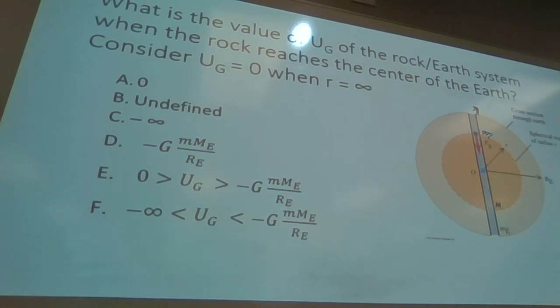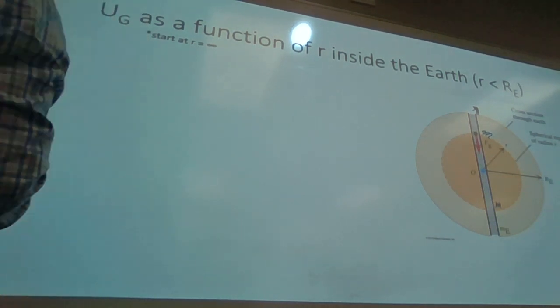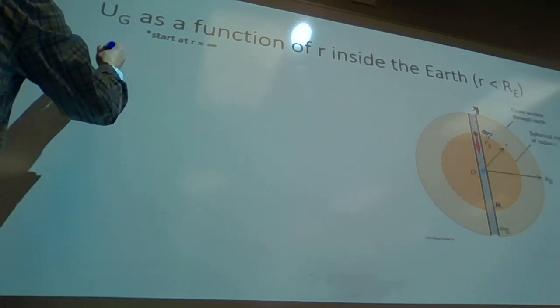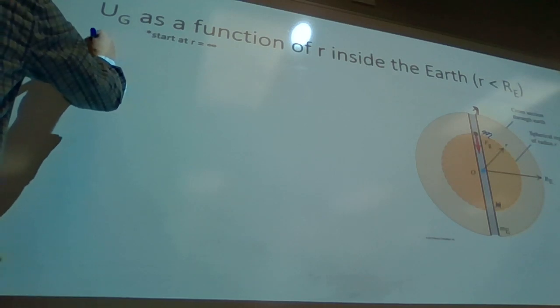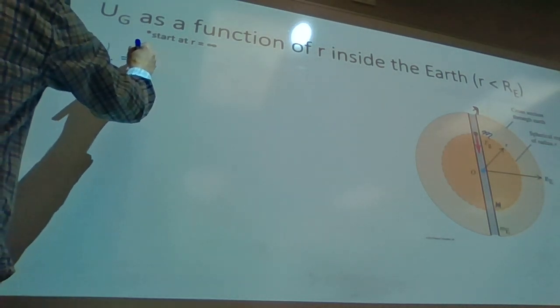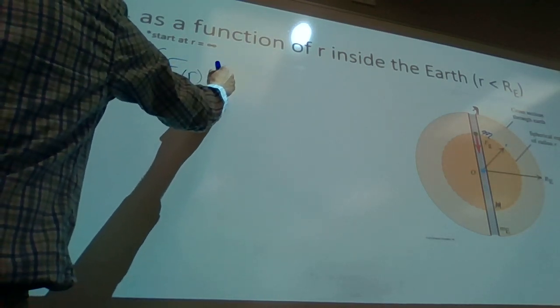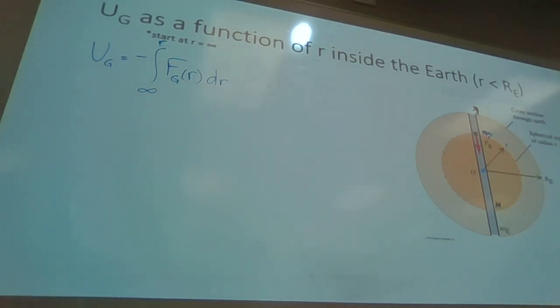Going into the center of the Earth. Okay. So when we do gravitational potential energy, we need to start where gravitational potential energy is zero. So what we're going to do is, let's see, how do I want to introduce this? We want this as a function of the radius, going from starting infinitely far away and going to some internal r.